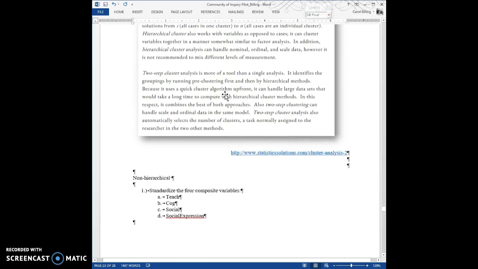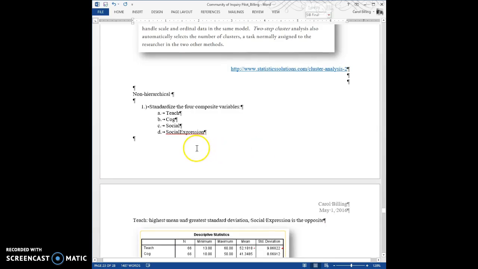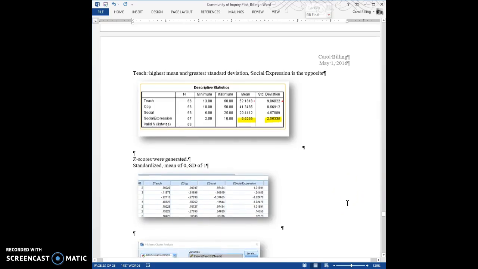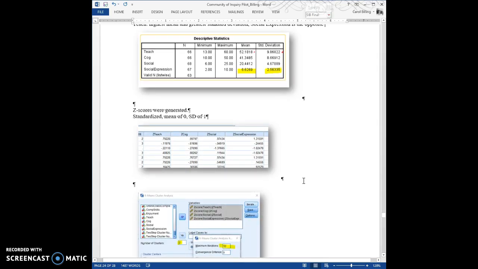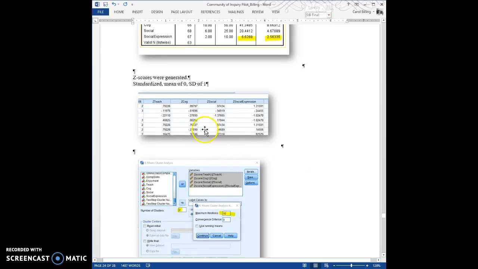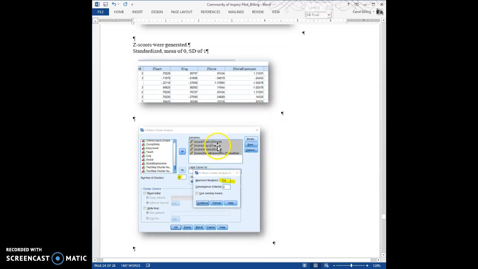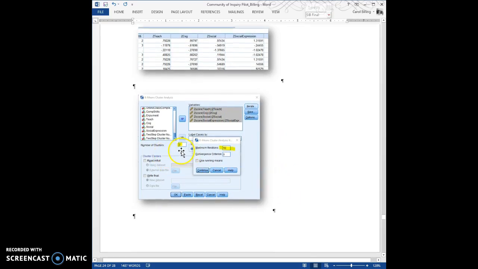So let's go down and I'll show you what I came up with. I used the 4 composite variables and ran this descriptive first to find the means and standard deviations, and I noted that the social expression was much lower, which is the same thing I saw in the earlier analysis. I generated the z-scores and just some notes to myself to remember that that means the mean is 0 and standard deviation of 1. And then I took those 4 new z-scores for each construct and did a k-means cluster analysis. The number of clusters I set to 2 and kept the maximum at 10.